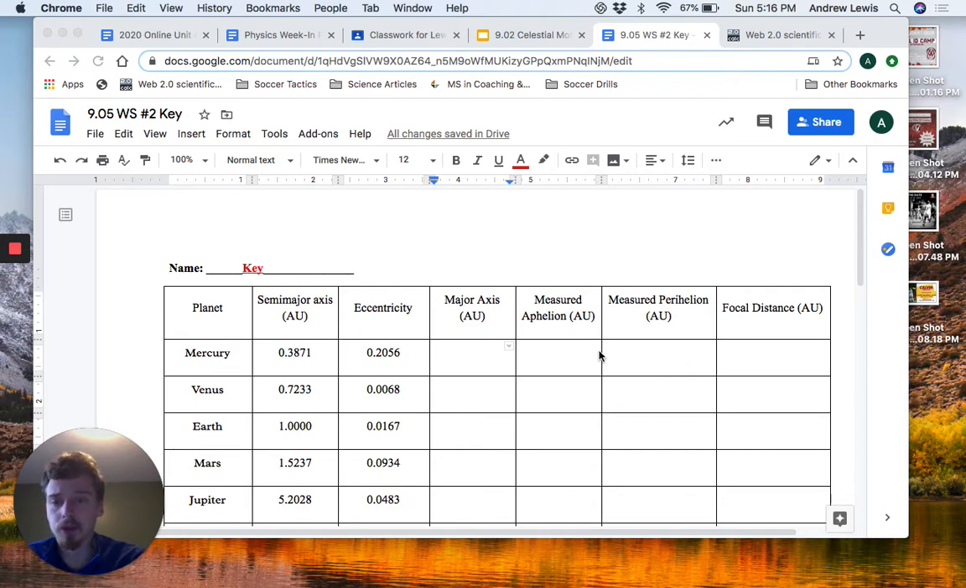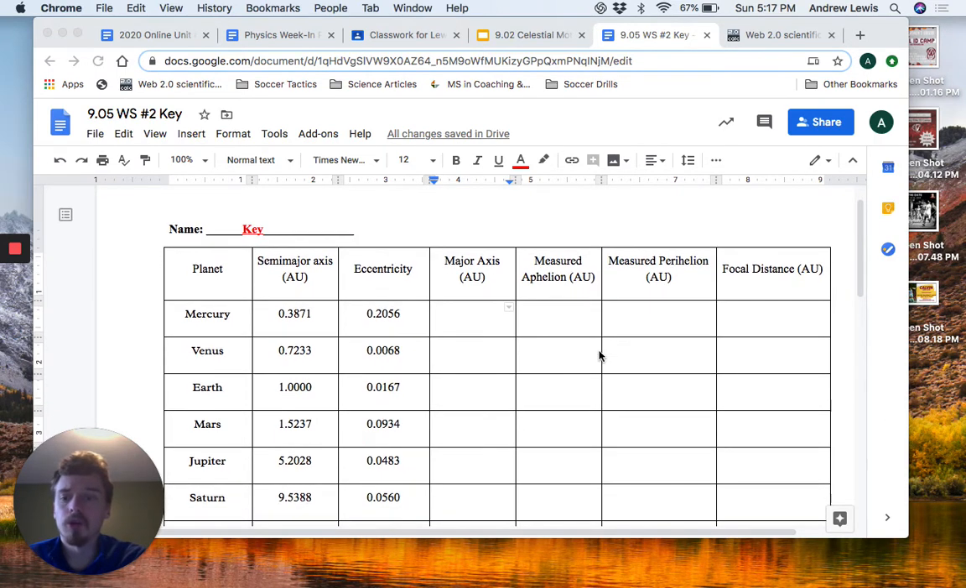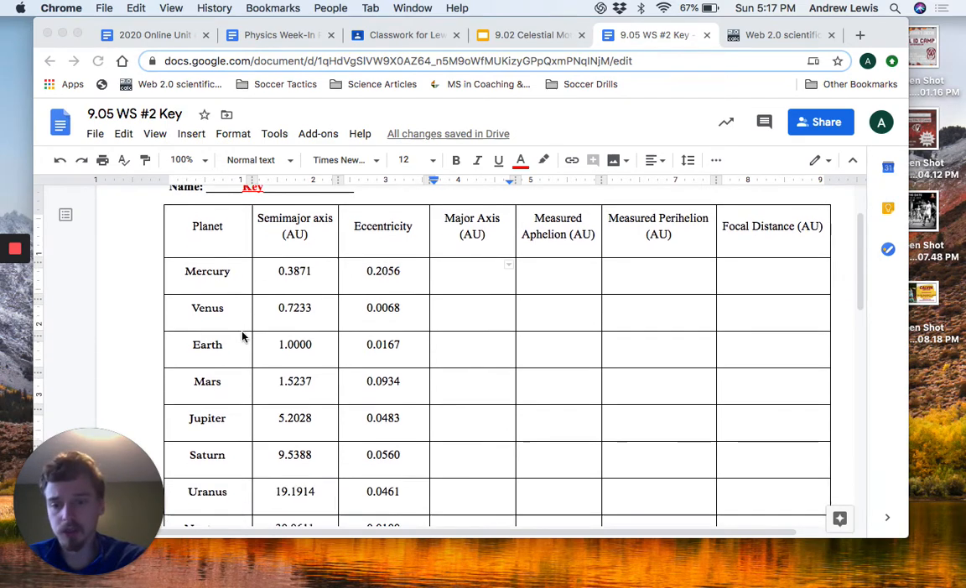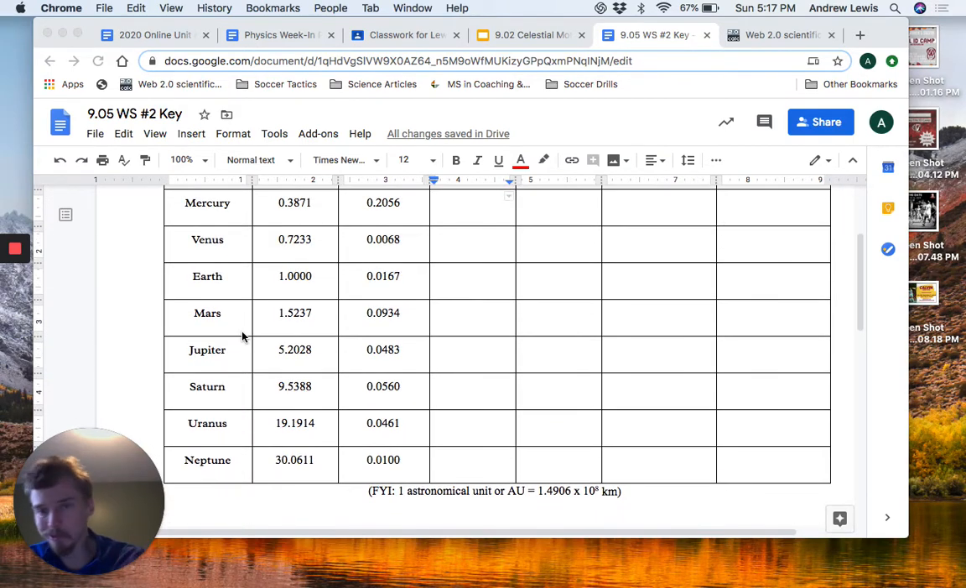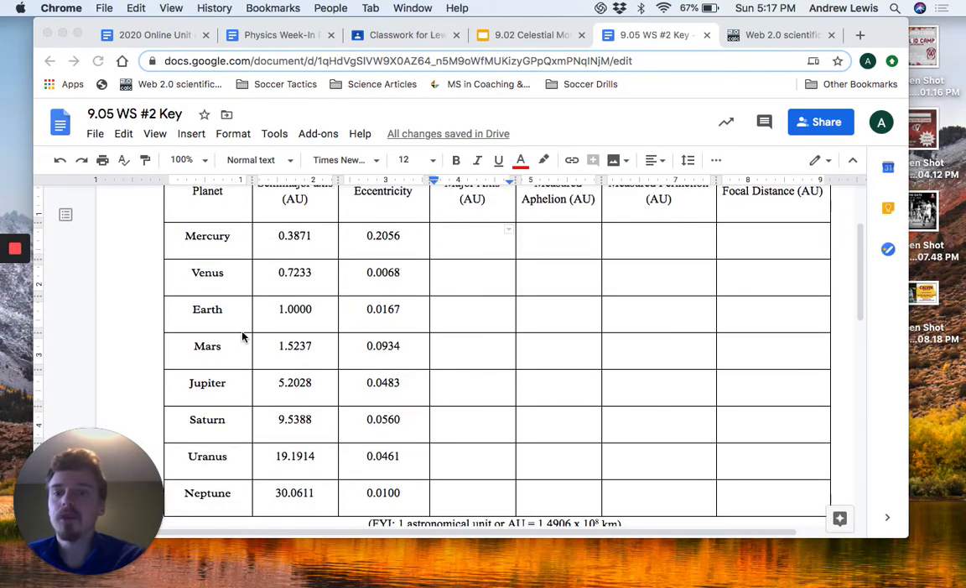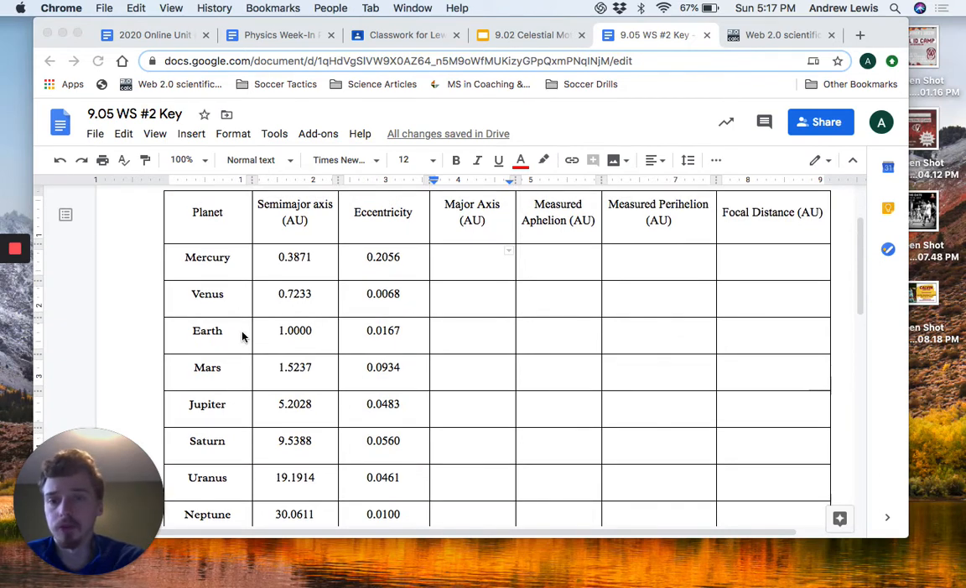So the first thing I want you guys to do is to look at what you were given on this worksheet. You were given the identity of each of these planets in order. Notice how I didn't include Pluto. I'm just saying. I also gave you the semi-major axis and then the eccentricity of the planet.